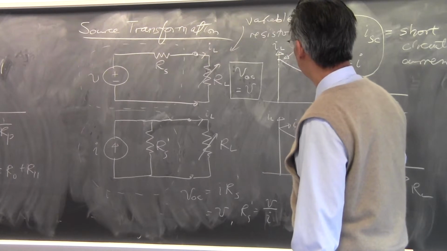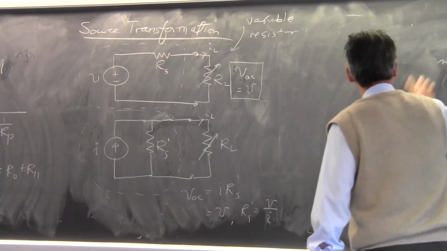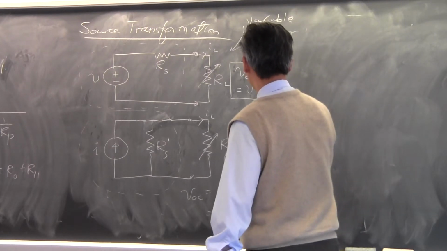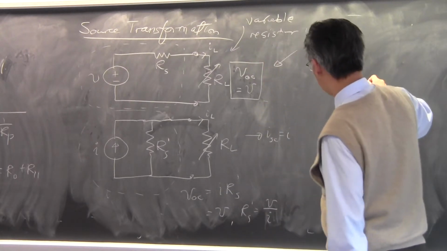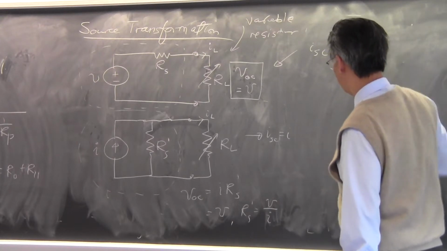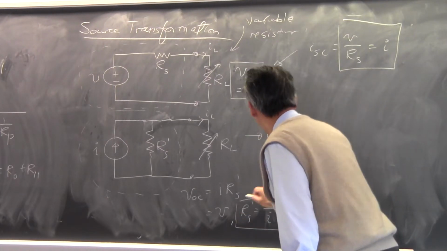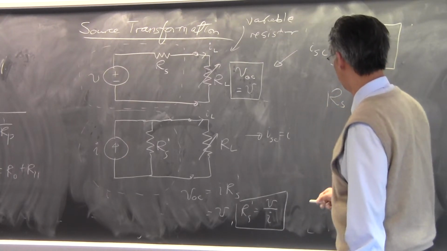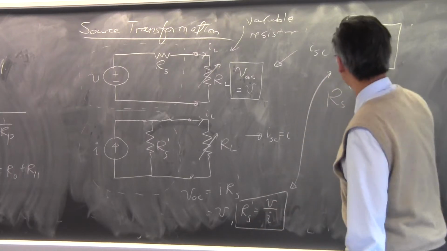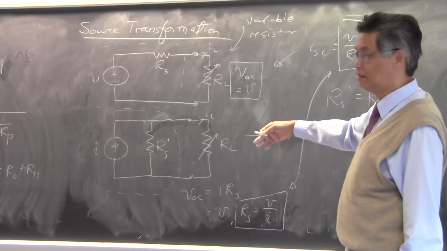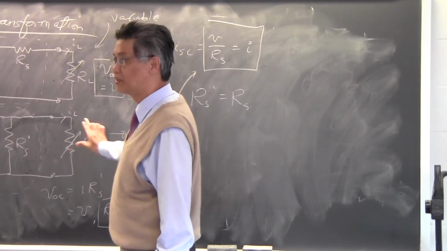And then, in order to make the short circuit current the same, the short circuit current for this is I. The short circuit current for this is equal to V over RS. So from this I can see that this must be equal to I. And if I look at this formula and this formula over here, RS prime must be equal to RS. If you compare these two formulas, you can see that RS prime must be equal to RS in order for them to behave the same. So this circuit over here is indistinguishable from this circuit over here as you change this resistor out here.